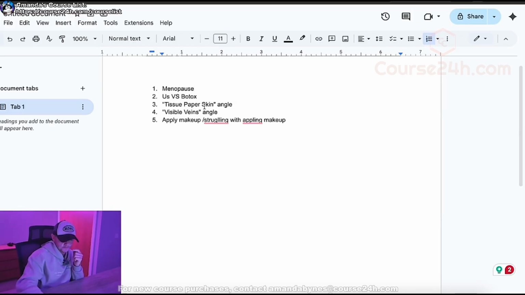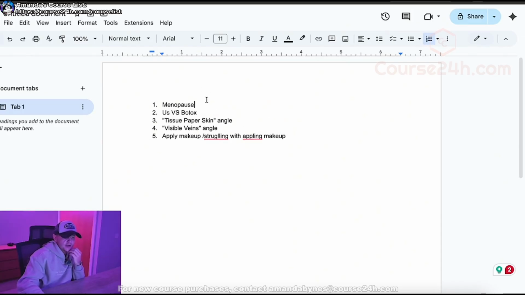That's all I'm saying here, okay? Like this one, visible veins angle, problem aware. They know that they've got a problem, they can see it. Tissue paper skin angle, problem aware. Applying makeup, problem aware. Menopause, that's going to be a little bit more unaware or problem aware, just because it's quite a vague term. There's a lot of things underneath that. So yeah, that is our angles, and that's how I would always go about creating angles.